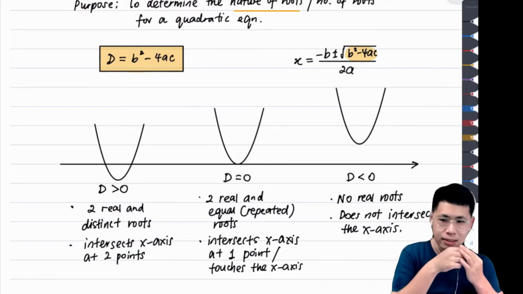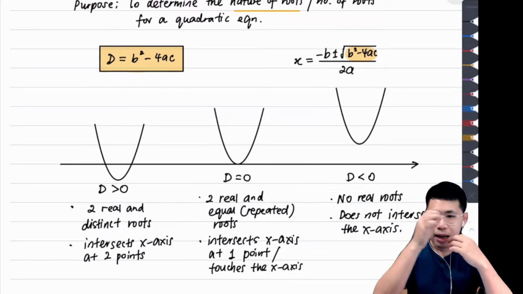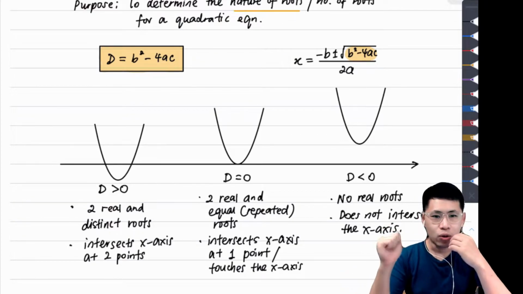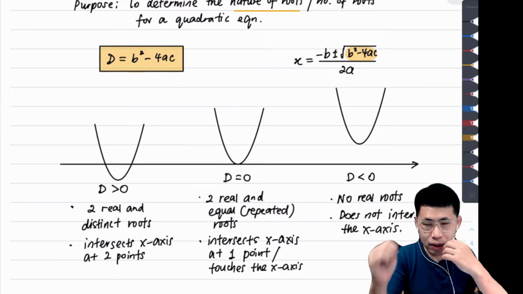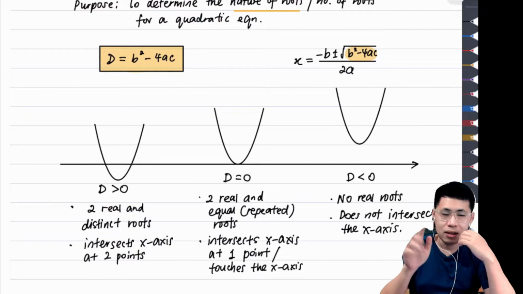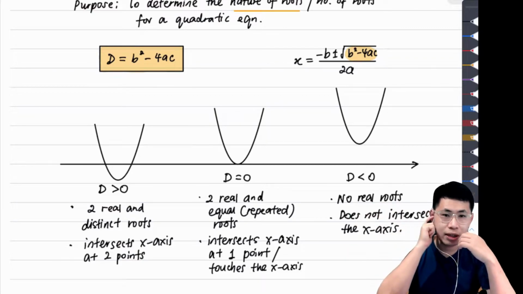And for discriminant negative, it means that it has no real roots, and the quadratic graph does not intersect the x-axis. So with this, we have solved some questions previously, and the thing that we want to pay attention to is, number one, we can calculate the discriminant, and based on its value, we conclude what types of roots the quadratic equation has.